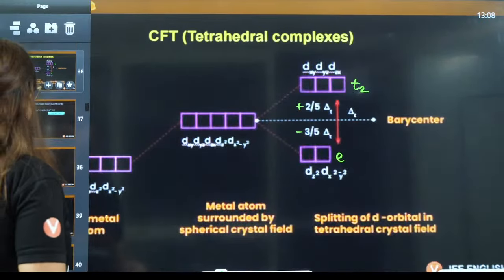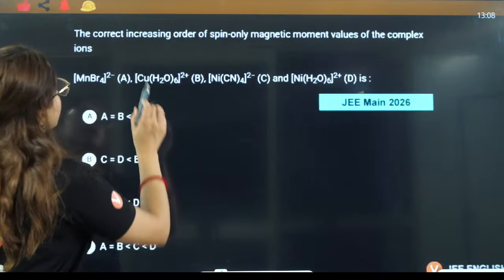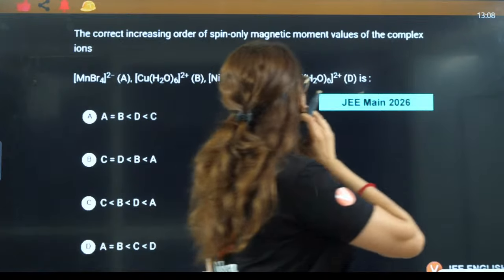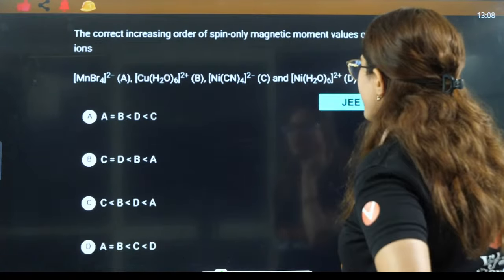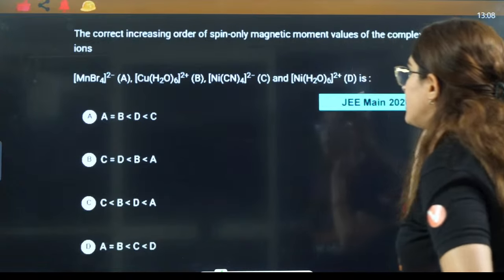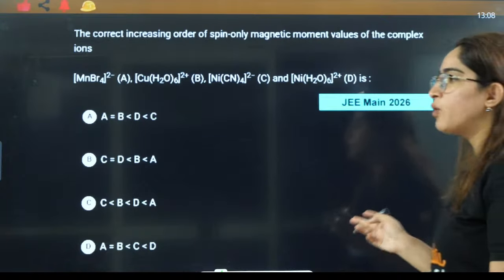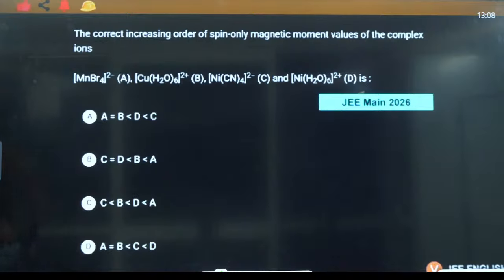Okay. Now let's talk about the questions that we have. The correct increasing order of spin only magnetic moment values for all these are what? This is again the same spin only magnetic moment they are talking about. You can do it yourself as well. Tell me if you want me to do this for you.